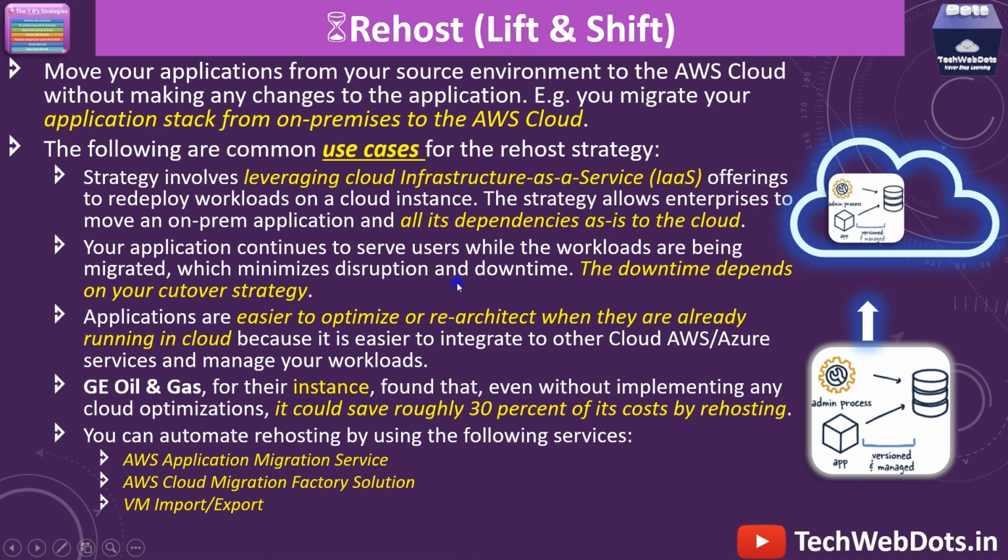So let's go to the use cases, right? That will help us to understand more how it is different from others. The strategy involves leveraging cloud infrastructure as a service. When we talk about infrastructure as a service, and let's say keeping AWS as an example, we are talking about EC2, an example of IaaS offering, to redeploy workloads on a cloud instance. The strategy allows enterprise to move an on-prem application and all its dependencies as is to the cloud. So maybe in the first instance we are not separating the database, we also want to keep the database on the machine itself, right? So that is also possible in this scenario.